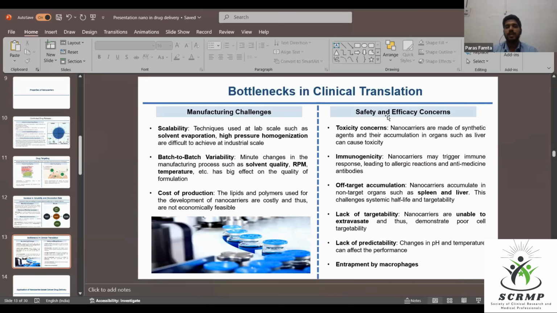So this minute variability is one of the bottlenecks. We can't tolerate even minute changes in the manufacturing process of nanocarriers.